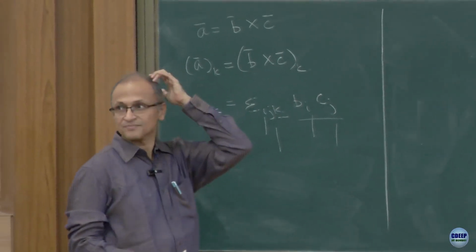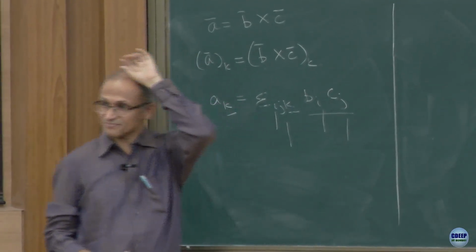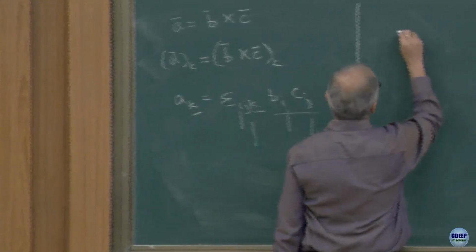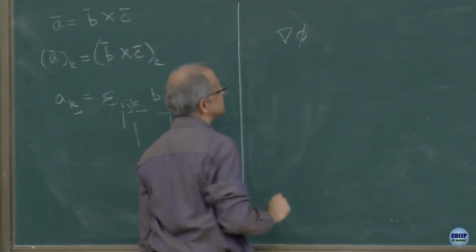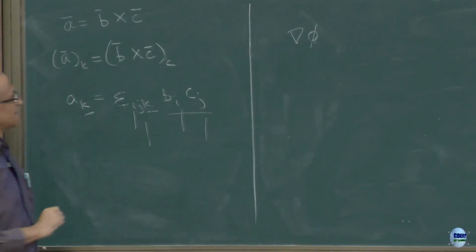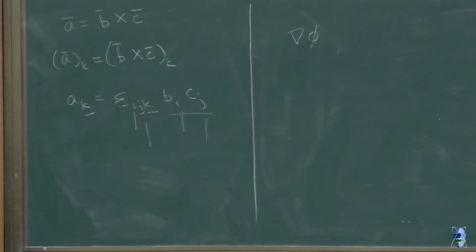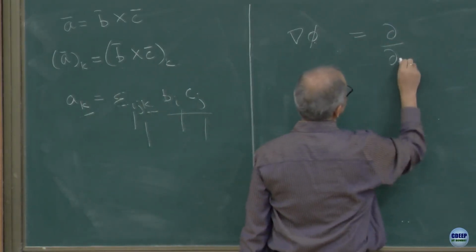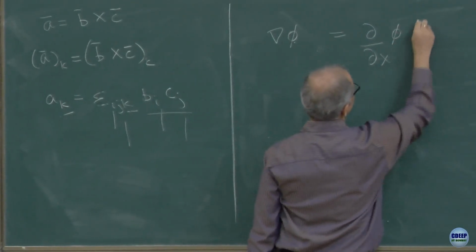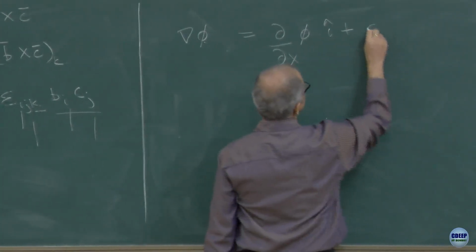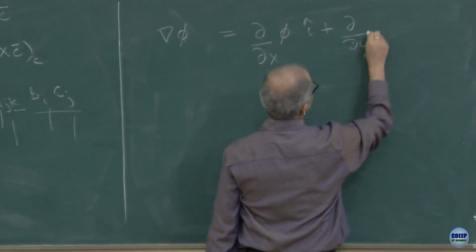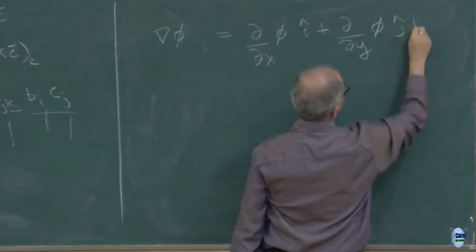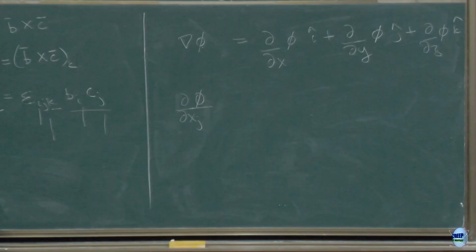Any other question? So let us look at grad of phi. Now I'm looking at the derivatives and see how we look at this. So how will I write it out? It is written as dou by dou x of phi along the i direction plus dou by dou y of phi along the j direction plus dou by dou z of phi along the k direction. Correct? That's how things are written.